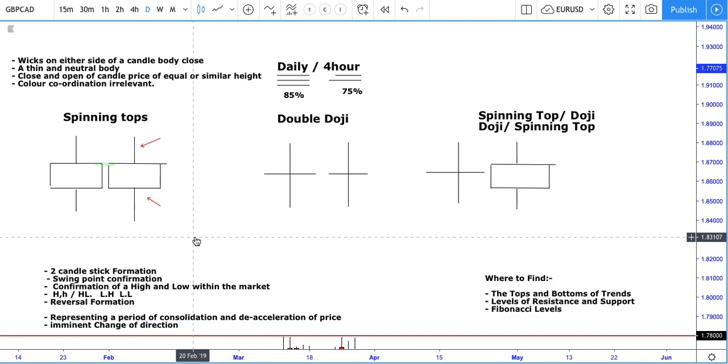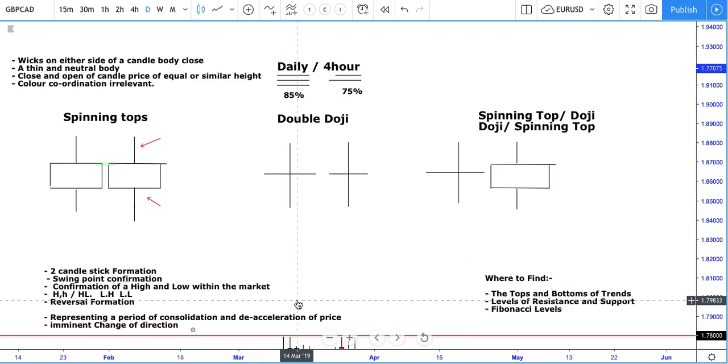How do I know that I've made a high in the market? How do I know that I've made a low in the market? What we can often do is actually use these spinning tops on multiple occasions to help us dictate where the next directional bias of the market will go, and then obviously take the position upon that. And as I follow up here on the third point, it's the confirmation of a high and low within the market. For example, a higher high, a higher low, a lower low, and a lower high.